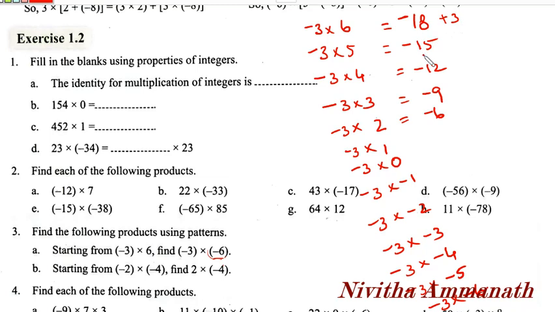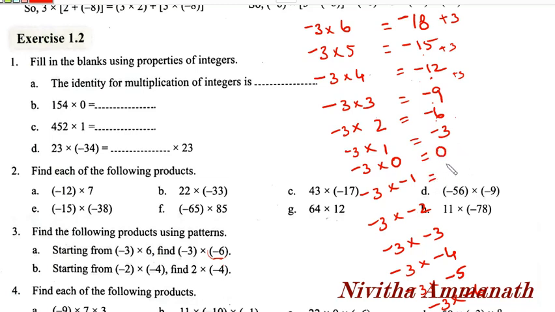Then we get minus 15. Then we add 3, then we get the next one, minus 12. Then we add plus 3, then it is minus 9. Then minus 6. So which will be the next one? Minus 6 plus 3, that is minus 3. Then minus 3 plus 3, that is 0.